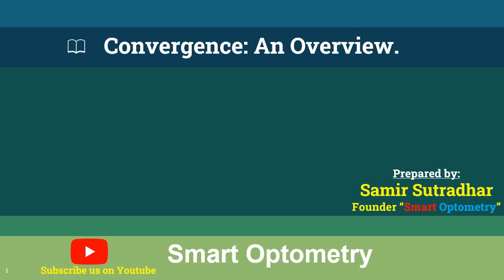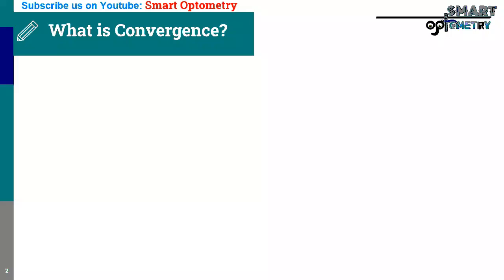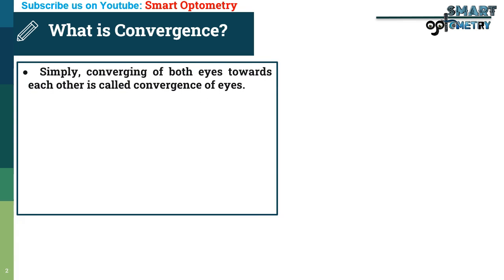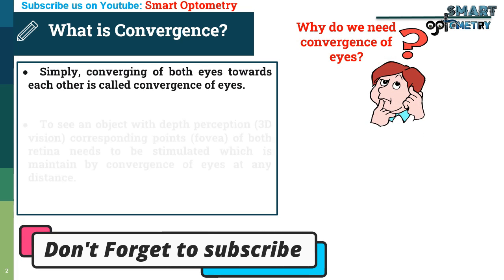Today, I will discuss convergence and give an overview, and I am going to cover the following topics. What is convergence? Simply, the converging of both eyes towards each other is called convergence of eyes. Now the question is, why do we need convergence of eyes?